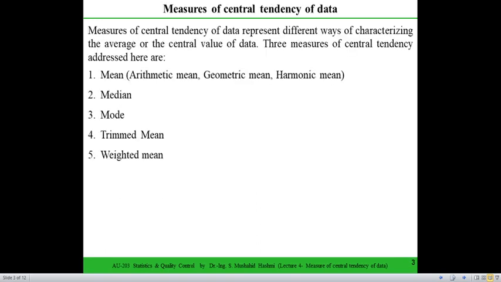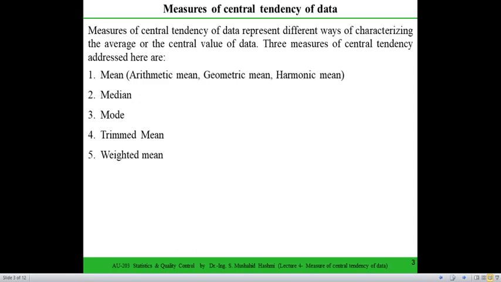So measures of central tendency means the data that represent the bulk characteristic of the data. So what value, what guess value, which is actually representing the bulk of the data is termed as a measure of central tendency, or sometimes it is called the measure of the location.